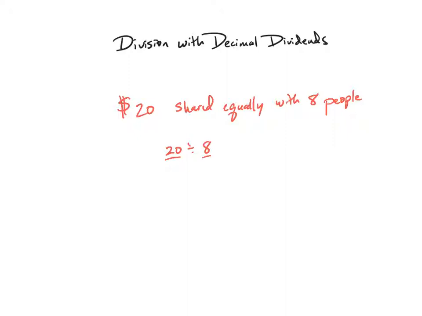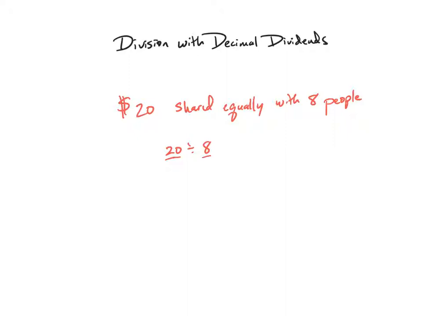In this video, I'm going to show you division with decimal dividends. So let's say that we're trying to have $20 and we're trying to share that equally with, let's do 8 people. So this problem would look like this. It would be 20 divided by 8. This is our dividend, and this is our divisor right here.